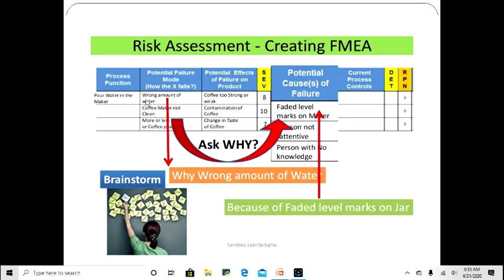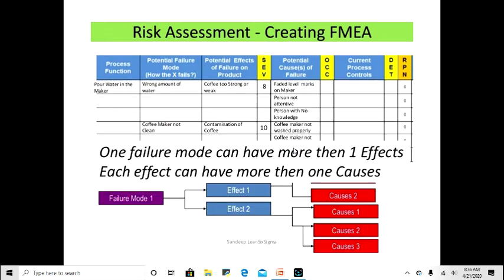So you are questioning yourself, what may be the mistake, what has happened, what may be the cause of this potential failure. That is, wrong amount of coffee or water added, why? More or less coffee powder, why? So you are listing out the causes for failure.